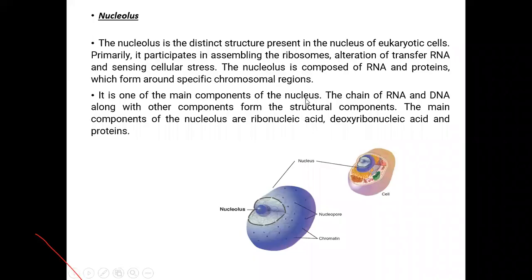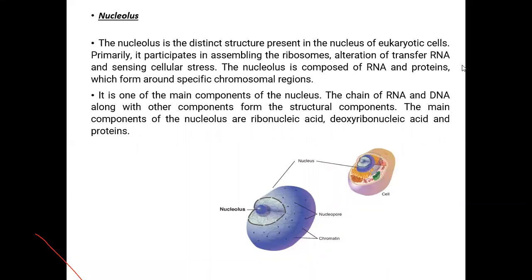So then coming to the nucleolus. The nucleolus is a distinct structure present in the nucleus of eukaryotic cells. Primarily, its work is assembling the ribosomes and alteration of transfer RNA, the tRNA, and also sensing cellular stress when the cell is under stress. It will decide whether the cell is to die or to repair. That is all done by this nucleolus.